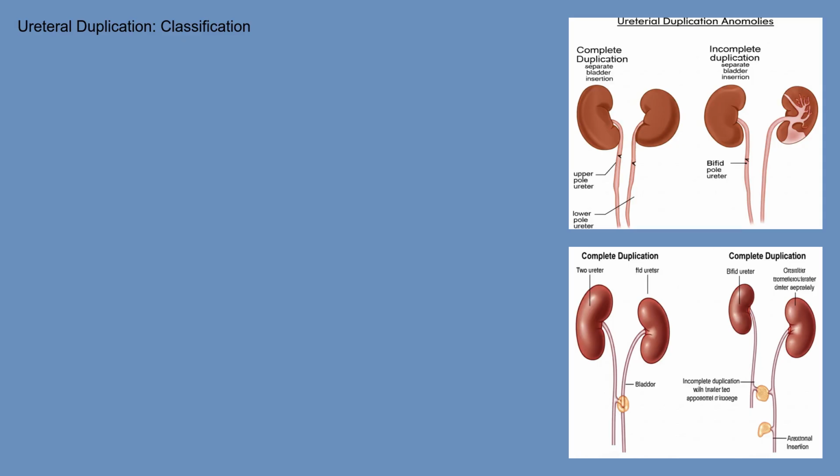Ureteral duplication can be classified based on the degree of duplication and the point of insertion. Complete duplication refers to the presence of two completely separate ureters that drain the kidney independently and enter the bladder through separate openings, or one ureter may insert ectopically. Incomplete duplication, also known as a bifid ureter, occurs when the two ureters join before entering the bladder, forming a single ureter distally. The Weigert-Meyer rule states that in complete duplication, the ureter draining the upper pole of the kidney usually inserts ectopically and medially, and is often associated with vesicoureteral reflux, while the ureter draining the lower pole inserts more laterally and is prone to obstruction.